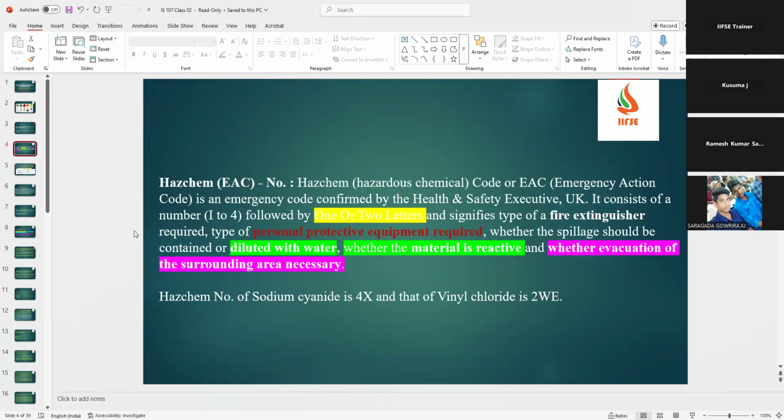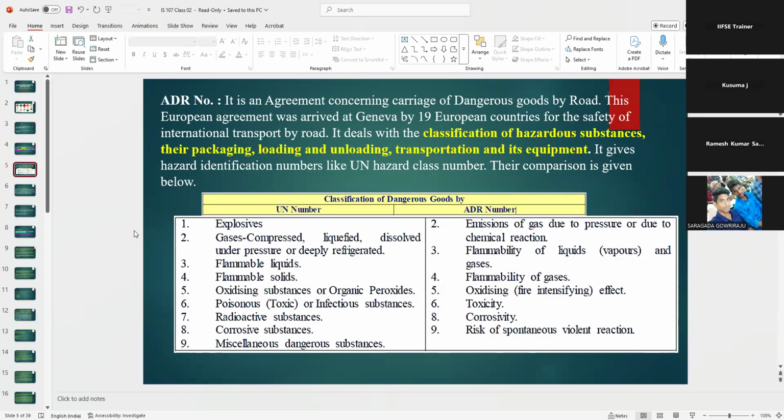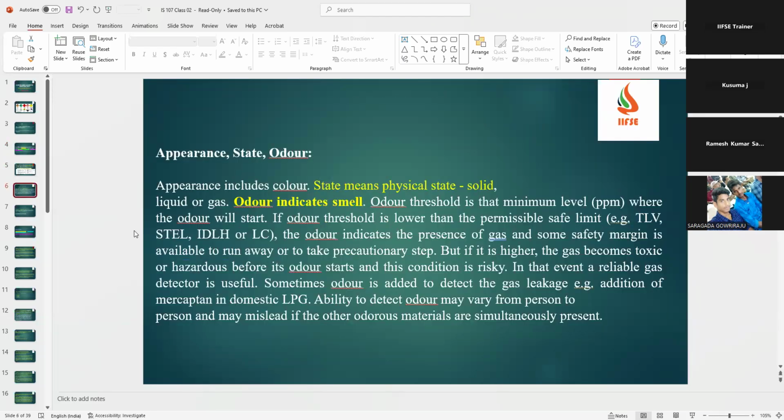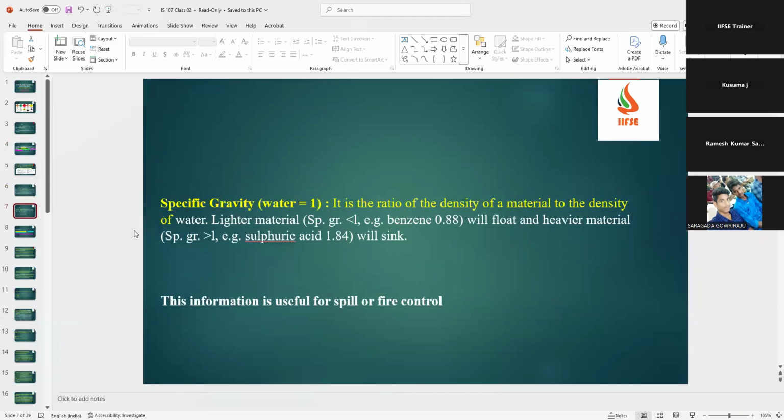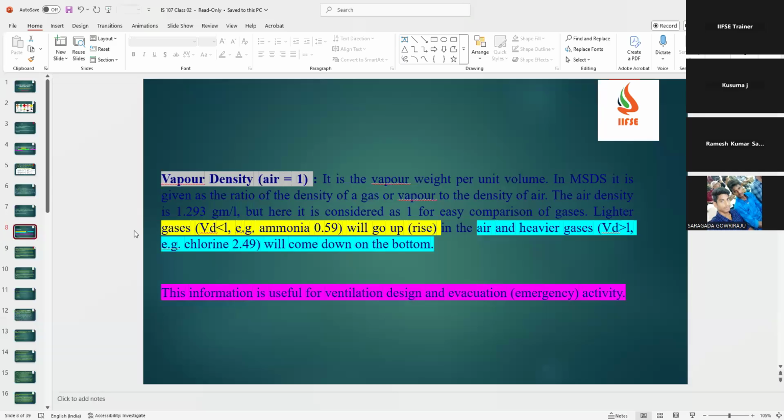Then we have seen the Emergency Action Code, which talks about the type of extinguishing media, personal protective equipment required, etc. Then we have discussed ADR, which is specifically for the transportation of goods to the European region. Then we have discussed the physical properties of the chemical, which talk about odor, etc. Then we have seen specific gravity, which we always compare with water. Basically, the specific gravity is useful in firefighting.